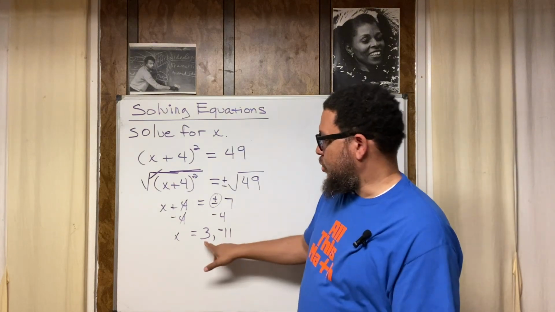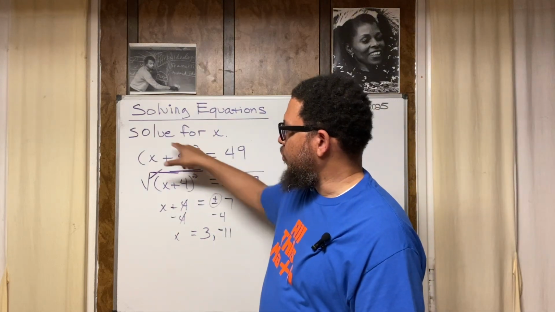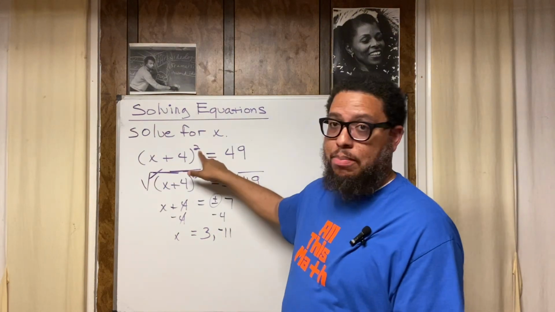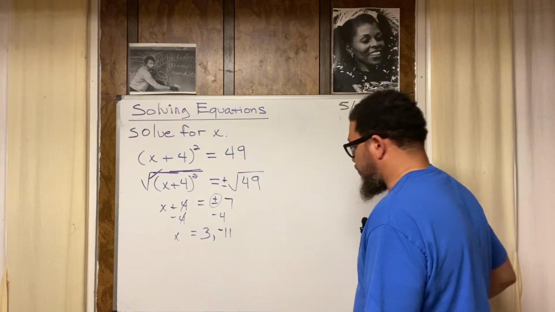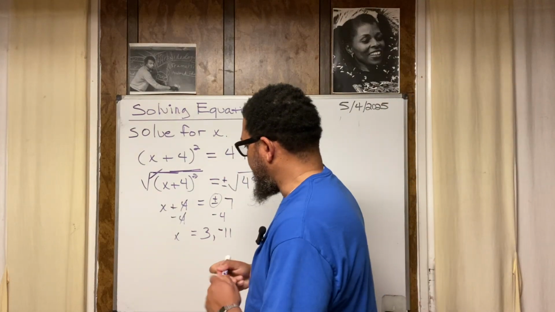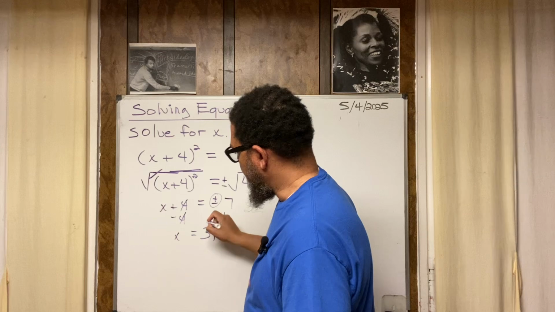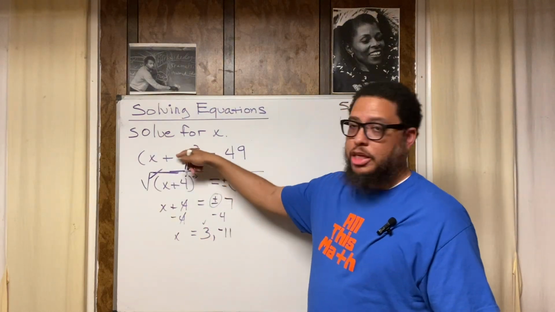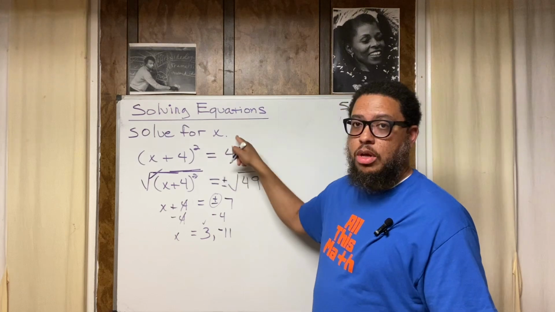Just check your work. So take this 3 and throw it back in the original equation. What's 3 plus 4? 7. What's 7 to the second power? 49. That is proof that 3 is correct, because 3 gives us a true statement. Because 3 plus 4 is 7, and 7 squared is 49, and 49 is equal to 49.